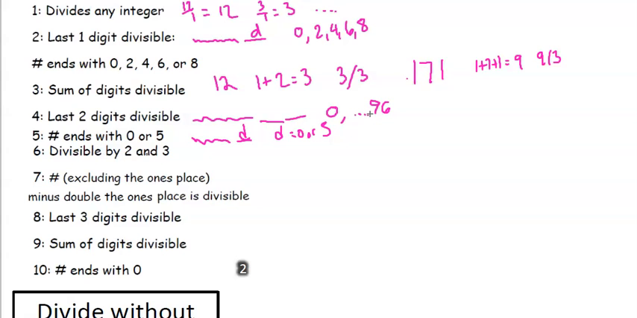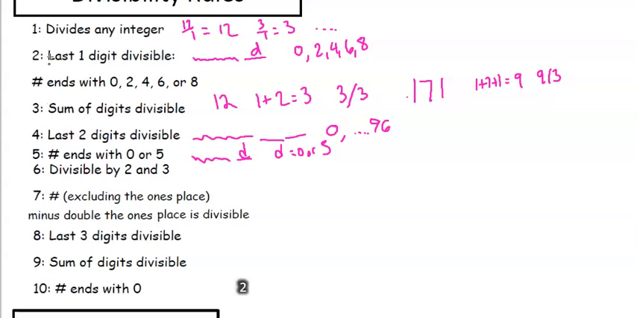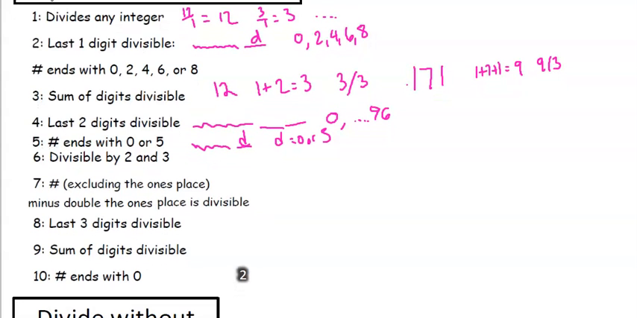And then for 6, it needs to be divisible by 2 and 3. If it's divisible by both 2 and 3, it's also divisible by 6. Now, for 7's, you're going to minus double the ones place and see if that's divisible.